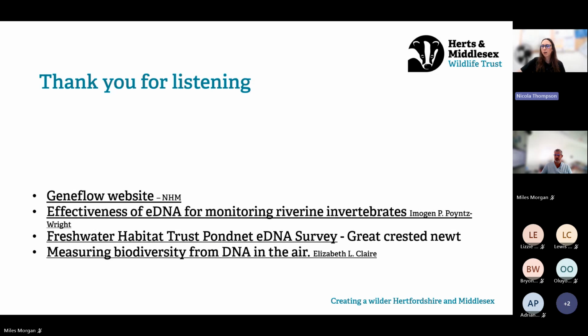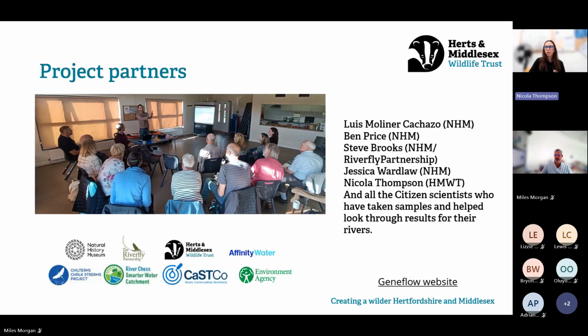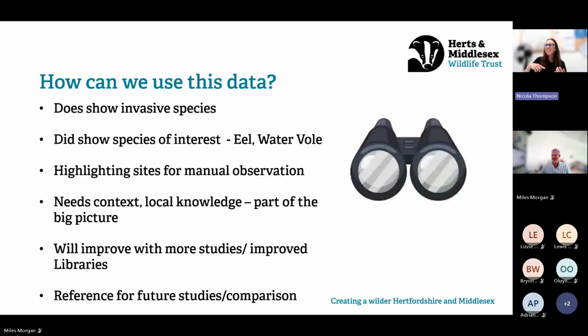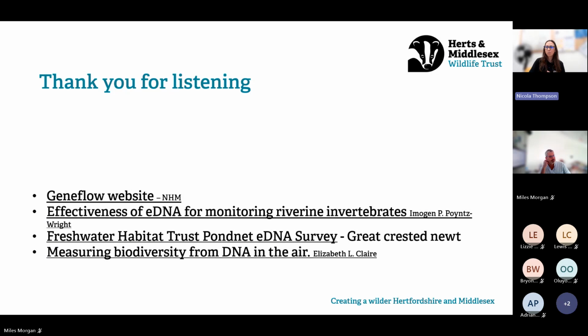So how can we use the data? It's showing invasive species, it's showing species of interest, it's highlighting places you might want to go back and do manual observation. It's great for overall biodiversity monitoring. As we saw, we're getting terrestrial species as well. It's great for biodiversity ranking of your sites, but we need the context of local knowledge. You need to use it as part of a bigger picture and in combination with the other methods. It is improving all the time, and with improved libraries and more studies, this is only going to get better.